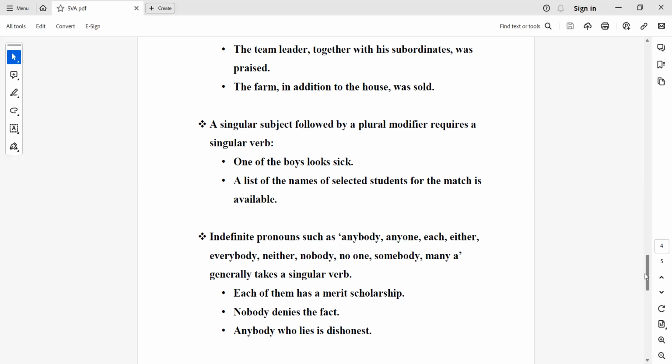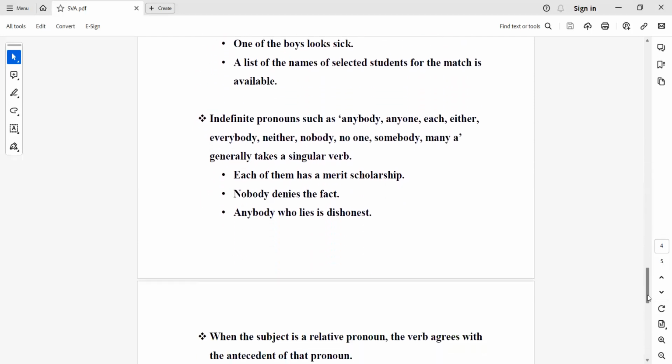Then with the indefinite pronouns like anybody, anyone, each, either, everybody, neither, nobody, no one, somebody, many, generally they take a singular verb. Look at the examples. Each of them has a merit scholarship. Nobody denies the fact. Anybody who lies is dishonest.